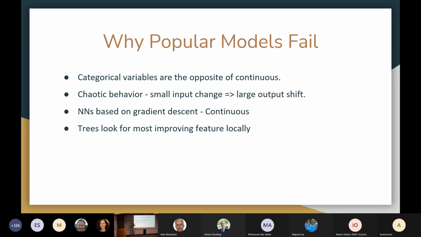So if we were to use models that are based on continuous techniques like neural networks, which are based on gradient descent, essentially it tries to find a local minimum, looking for something that is close to it in a very continuous manner. It's not going to work very well, and it didn't work very well for this problem. Decision trees also don't work very well, since they also look for the most improving feature locally, and they're not going to find all these combinations.